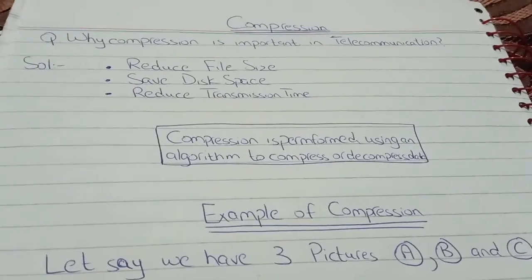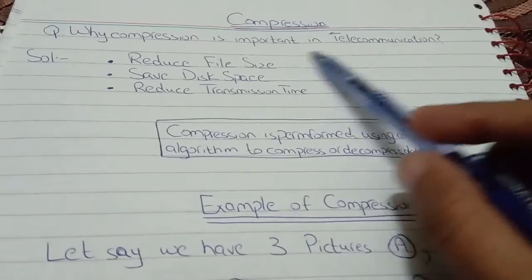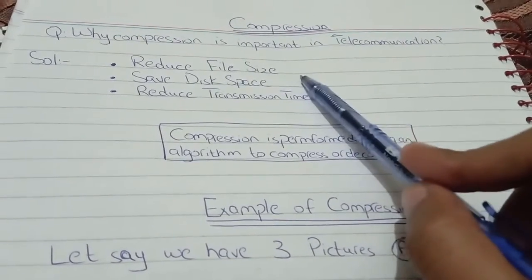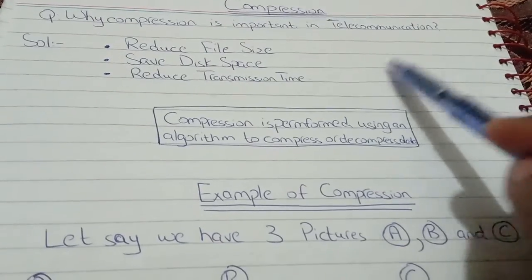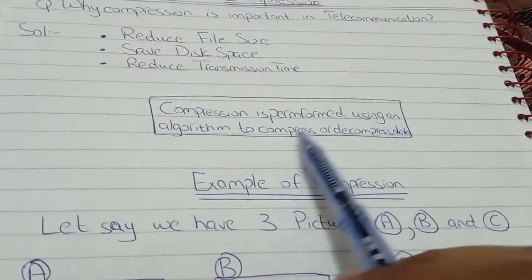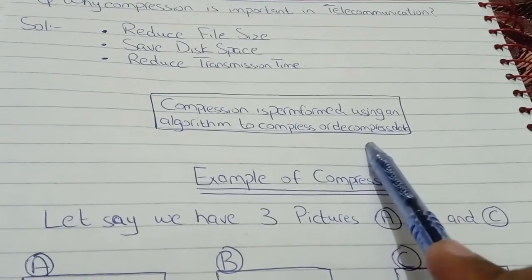Now let's talk about compression. Why is compression important in telecommunication? It is important because it reduces file size, saves disk space, and reduces transmission time, which is very important in telecommunication. Compression or decompression is performed using an algorithm which compresses or decompresses the data.